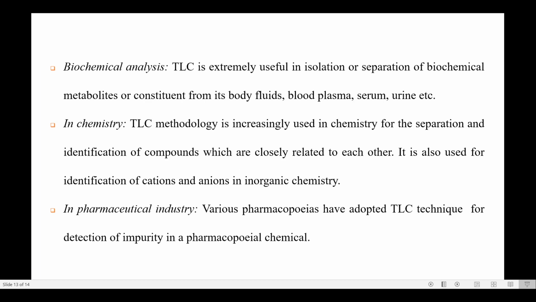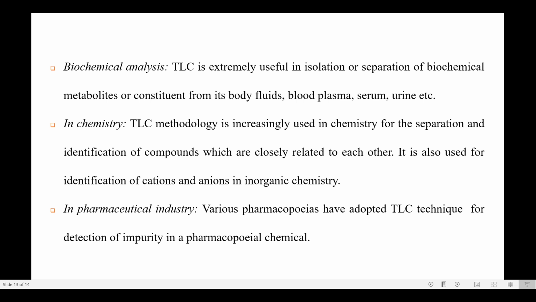In biochemical analysis also, TLC is extremely useful in isolation or separation of metabolites and constituents from body fluids, blood plasma, serum, urine, etc. TLC methodology is increasingly used in chemistry for the separation and identification of compounds which are closely related to each other. It is also used for the identification of cations and anions in inorganic chemistry.